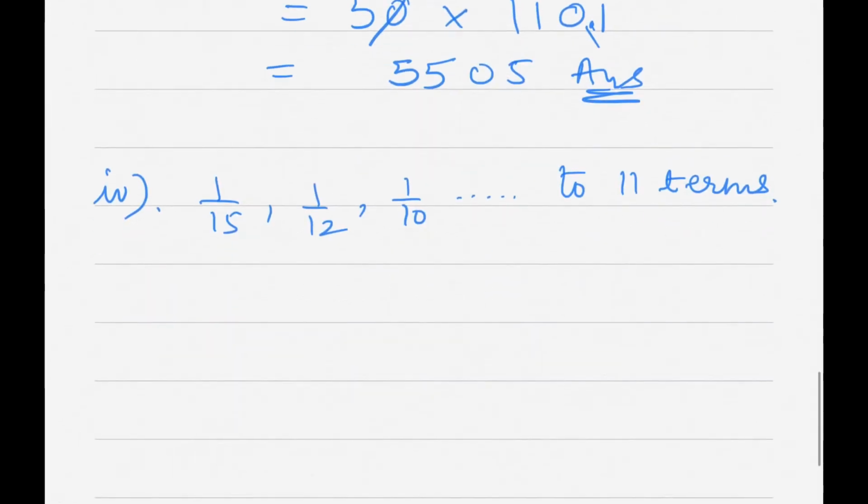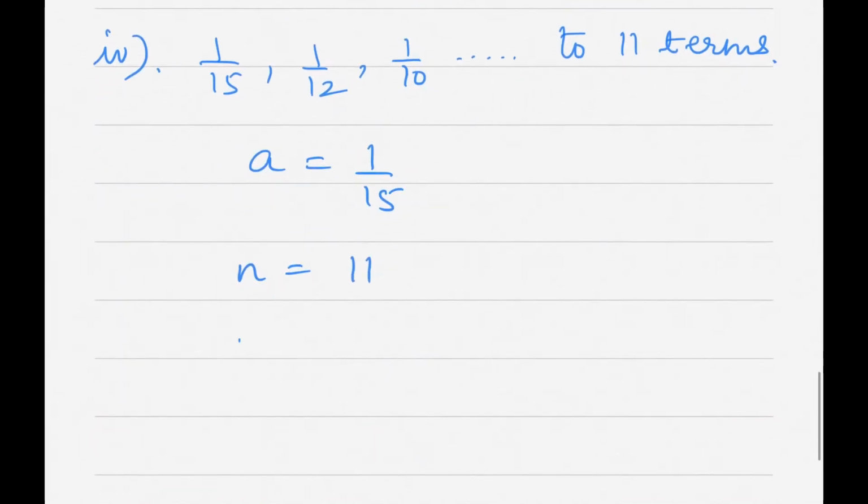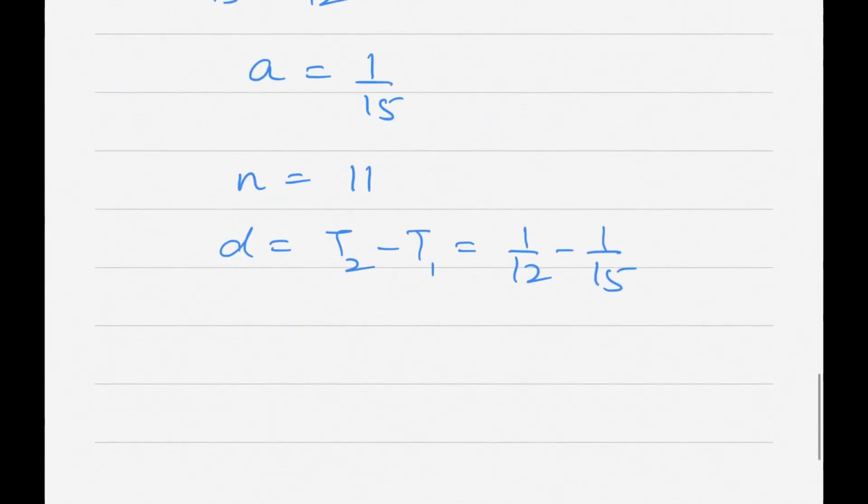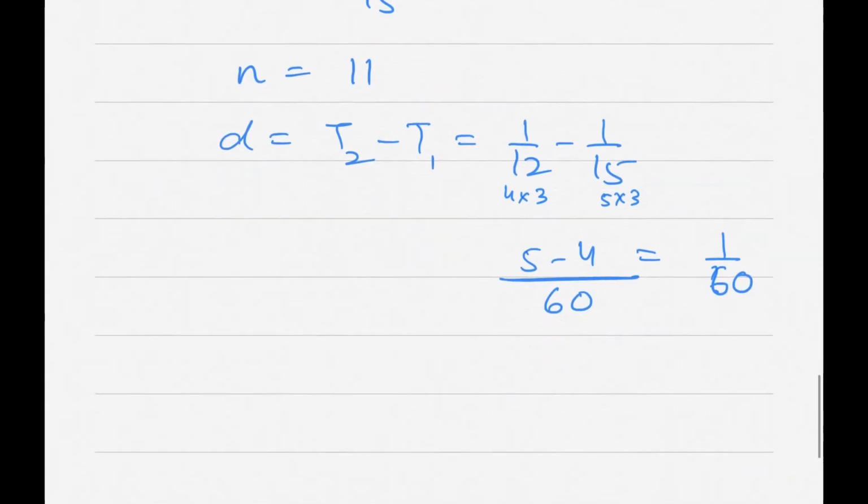Okay, so from this AP I know my A is equal to 1 by 15 and N is equal to 11, and my D would be equal to, again, second term minus the first term, so that would be 1 by 12 minus 1 by 15. So now, what will be the LCM? 12 is 4 into 3, and 15 is 5 into 3. So 3, 15, 4, 60. Okay, 60 is the LCM. Now 12 goes 5 times and 15 goes 4 times. So I get 1 by 60 as my D.